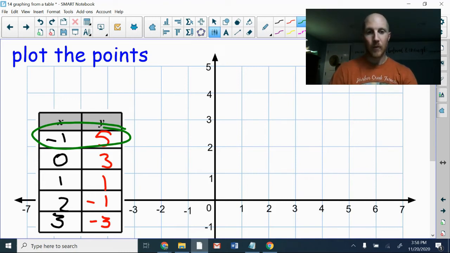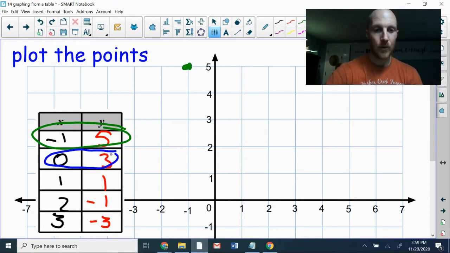So I got -1 and 5. -1, and the x-axis is going to describe the sideways location, and the 5 in red, that y-coordinate, is going to describe the up and down location. So I need to go left to -1 and then up to 5. Here's my first point. Next one I'll do in blue, 0, 3.